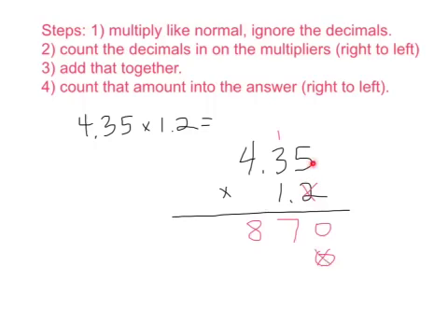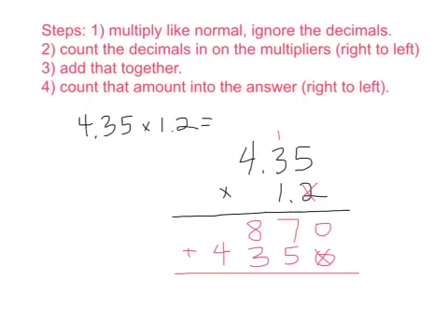And now I do 1 times 5, which is 5. 1 times 3, which is 3. 1 times 4, which is 4. Add those together. No decimals so far. I'm ignoring the decimals. And I still am on this part because I have to finish out my problem. I have not finished the problem.